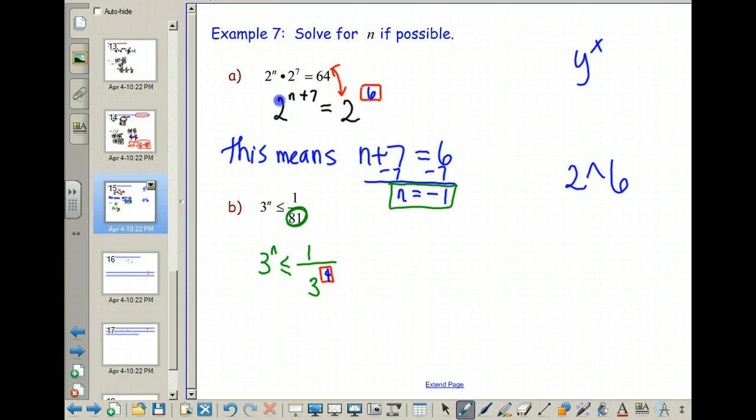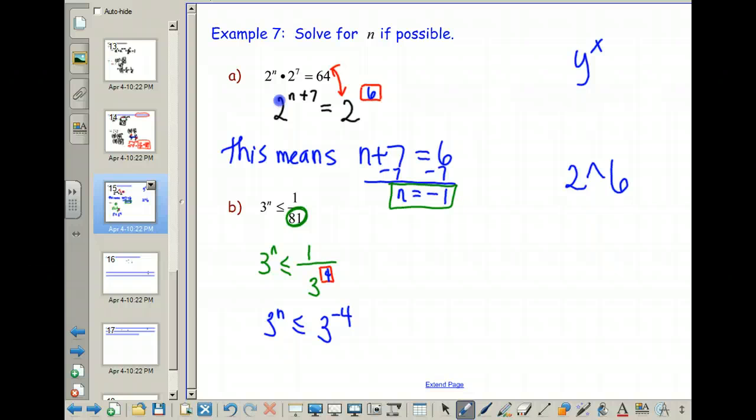So this is almost like what I want, isn't it? I almost have 3 to a power on both sides. To change it so that it's in the denominator, it's not in the denominator. Make my exponent negative. That's one of our properties, right? If my exponent is negative, it can be put down in the denominator as positive.